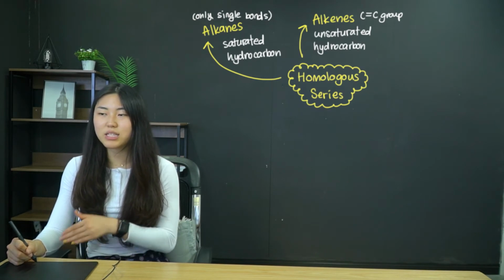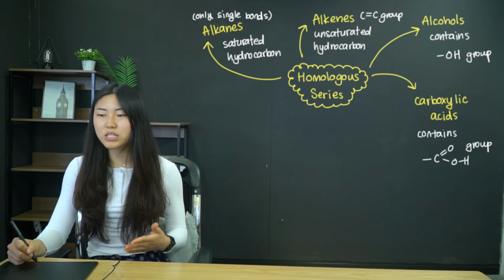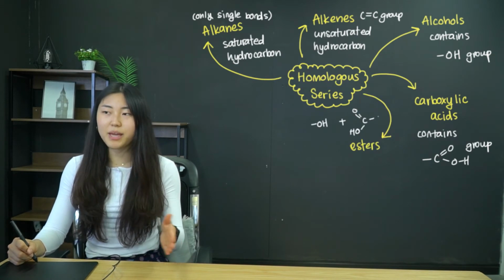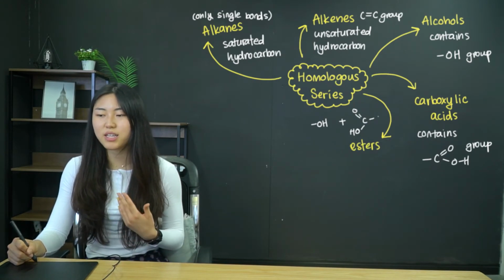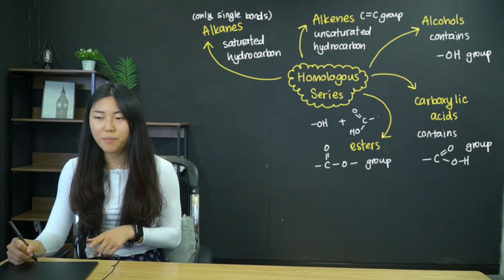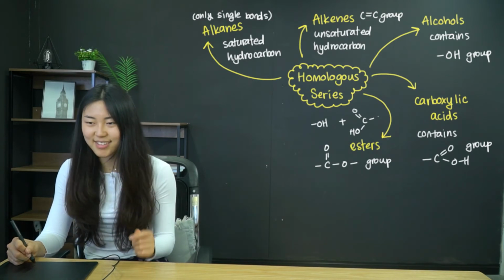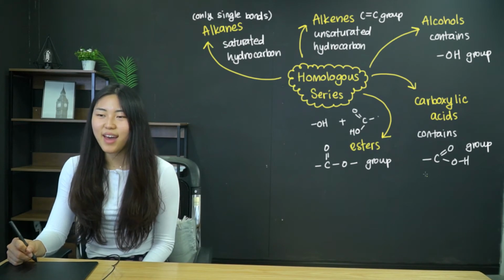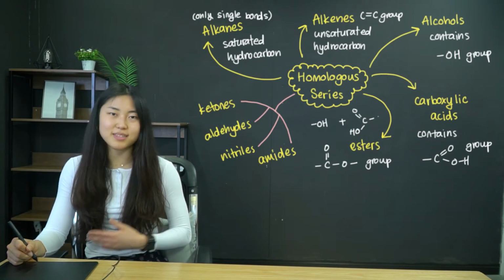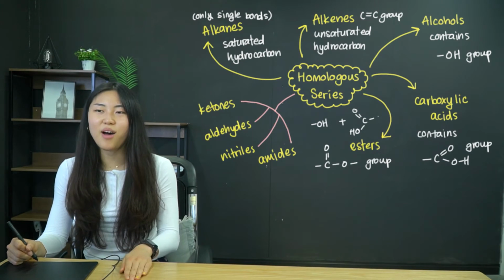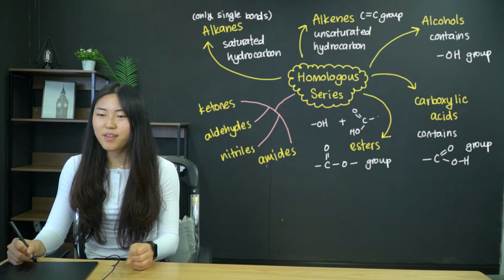Okay, and alcohols, they contain the OH group as their functional group, carboxylic acids, the COOH group, and esters. Esters are made up from alcohols and carboxylic acids, and they undergo a condensation reaction, and it forms this ester bond. So the carbon is bonded to O and double bonded to O, like that, as you can see on the drawing. And we will be looking at more homologous series like ketones, aldehydes, nitriles, amides, amines, and such. But for now, we're just going to solidify alkanes and alkenes, okay? So more in the future.